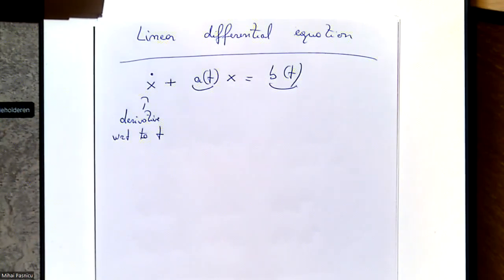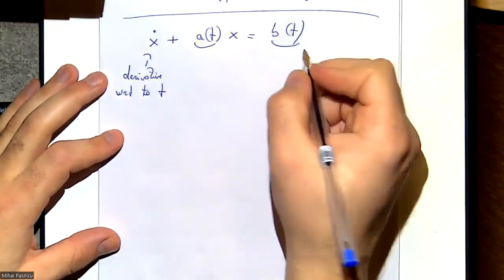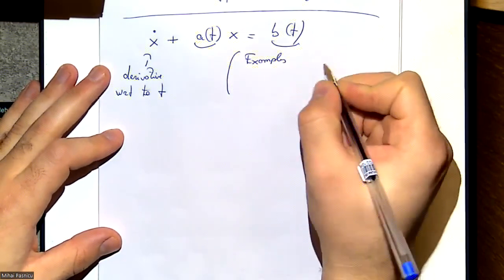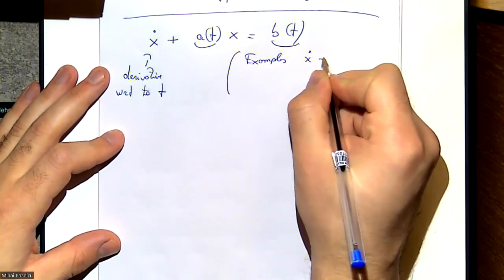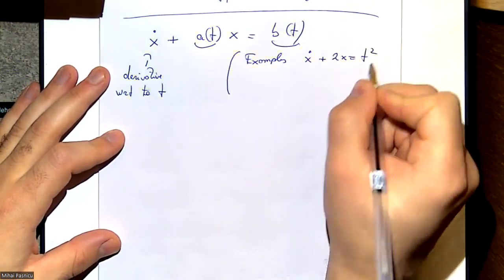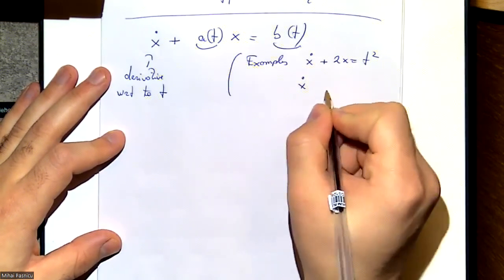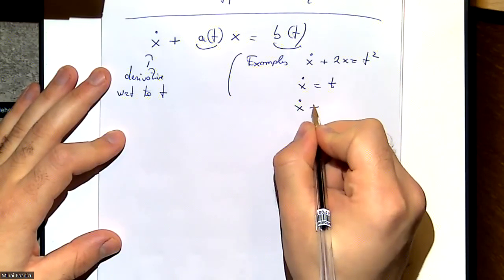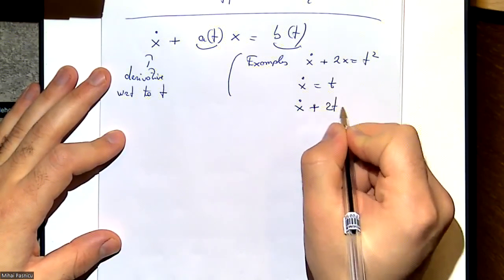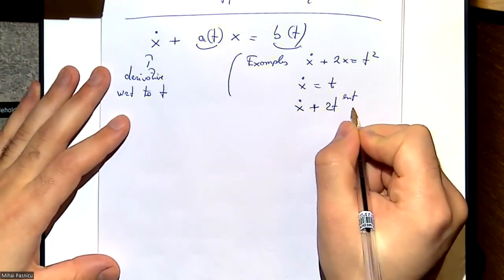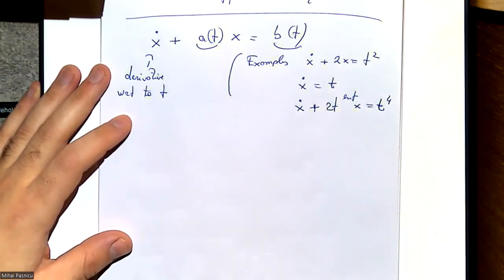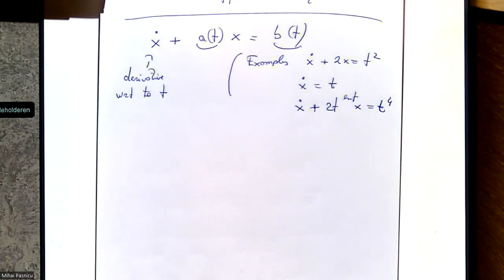Like for example, you might have to solve x dot plus 2x is equal to t squared, or x dot is just equal to t, or x dot plus something very ugly, I don't know, 2t ln of t times x equals t to the fourth. Okay, I think everyone understood what it is. It's basically just to be exactly clear how this function looks.